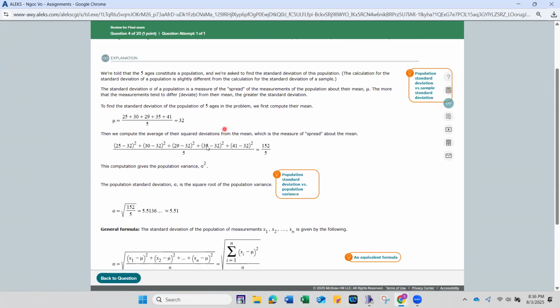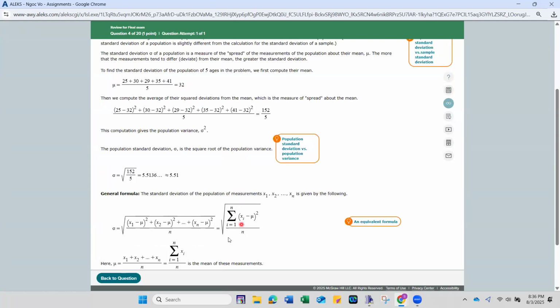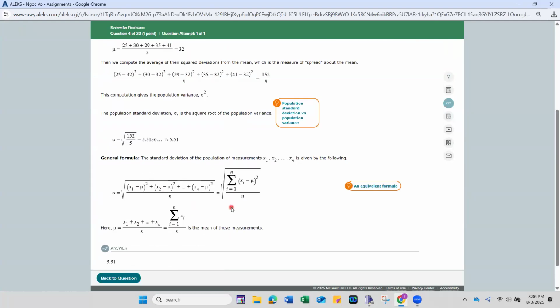In order to find the population standard deviation, the first thing you need to find is the mean of the data set. The mean means add all values divided by the total number of data. In this case, I have 5 data, so I have a mean of 32. The formula for population standard deviation actually consists of the radical of the sum of squares of deviations divided by the total number of data. So this is what the formula looks like.